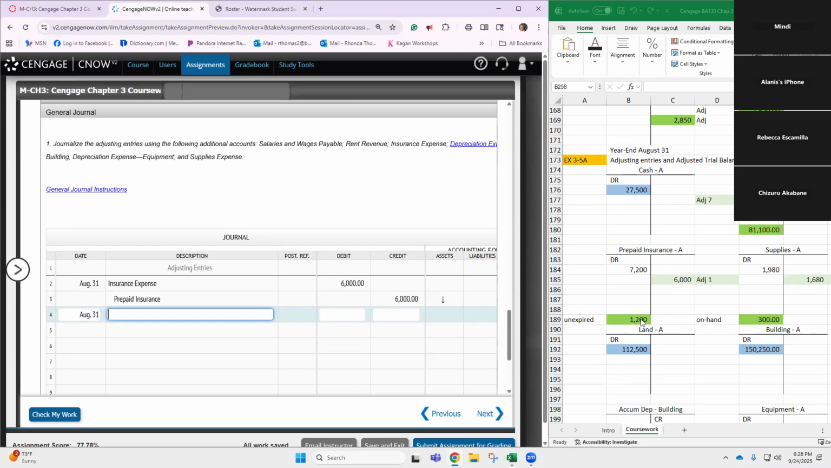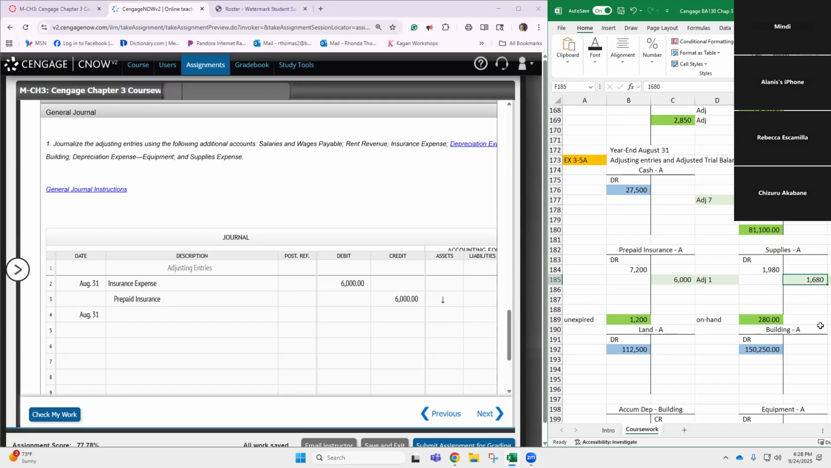Let's go to the second one now. Now we're talking about supplies. Right off the top of your head, do we have 2 accounts that have the word supplies in it? Yep. One's an asset, one's an expense. Okay, so I'm going to go down to the asset account, which is supplies. It started with 1980. They said supplies on hand. Supplies on hand is the balance in it right now. So I've got $280 is the balance in supplies.